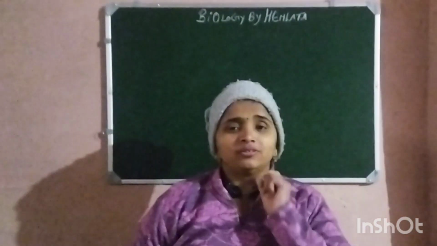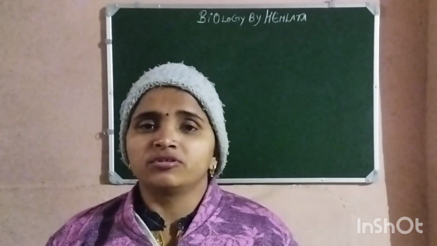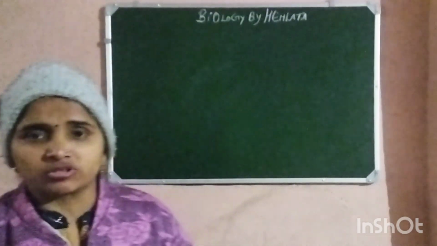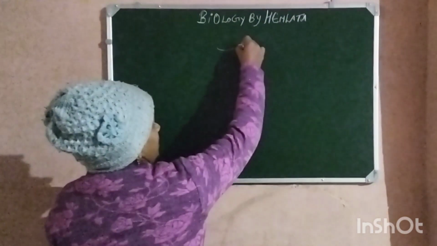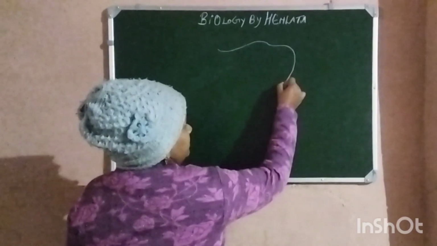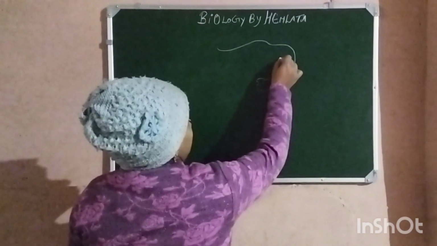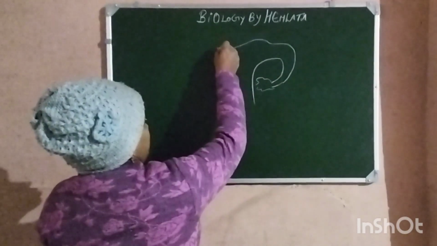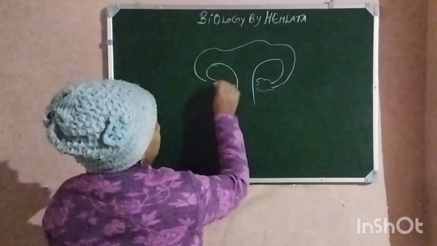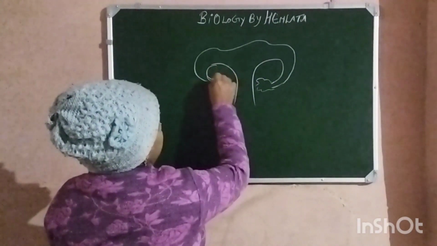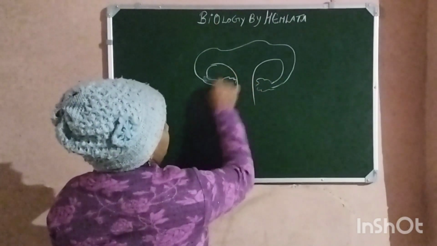Hello students, today we are going to discuss the topic human female reproductive system for 10th class, and this is a very important question. This question can come in different ways. It can be that you have to draw the diagram, and when you draw the diagram you have to draw it in a particular way, and next it can be asked in a descriptive way. So this is the method to draw the human female reproductive system, and it is very simple to draw.